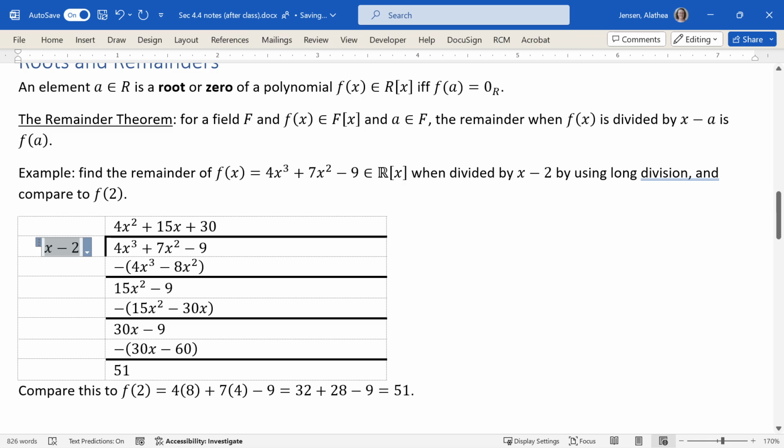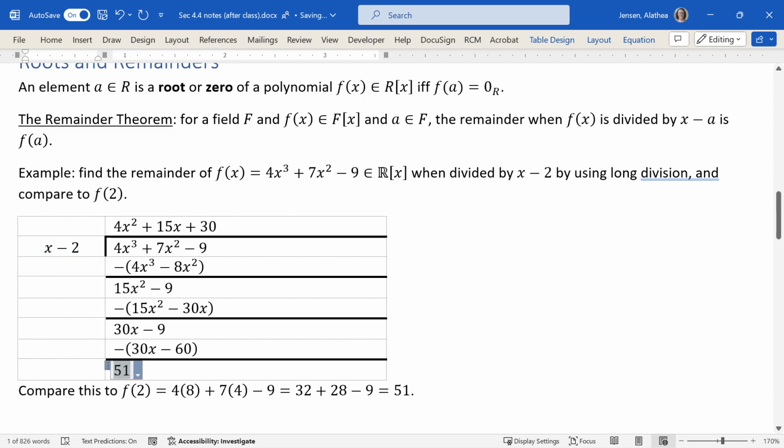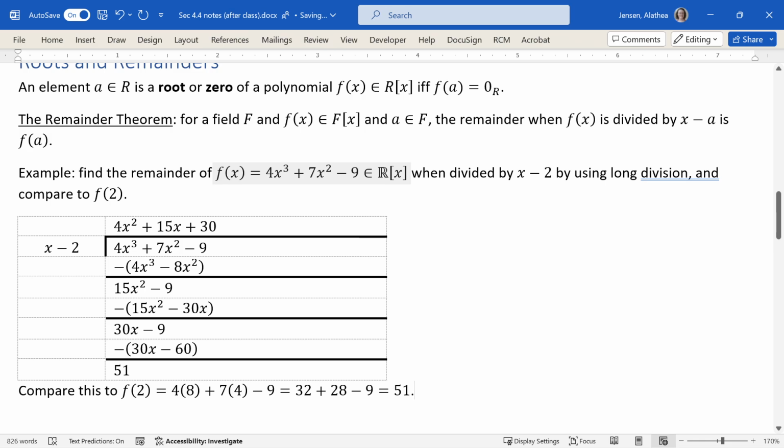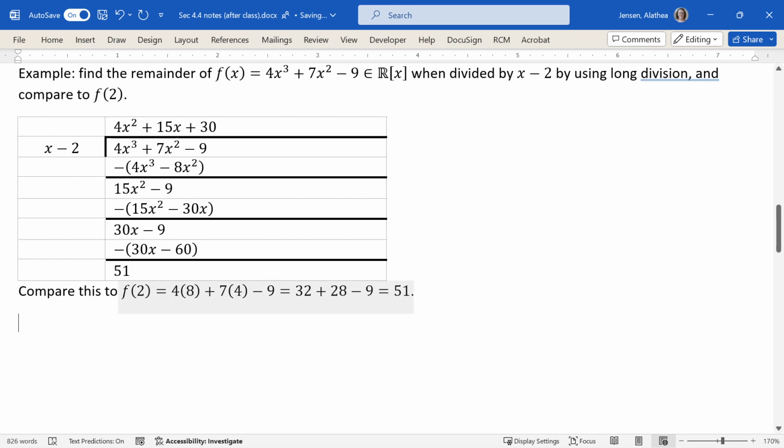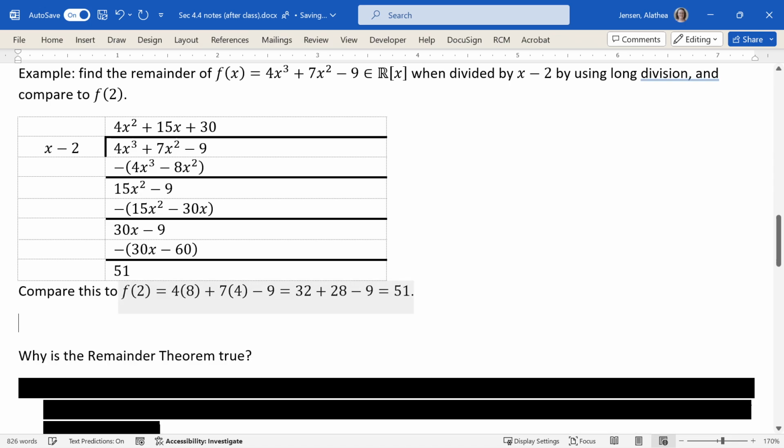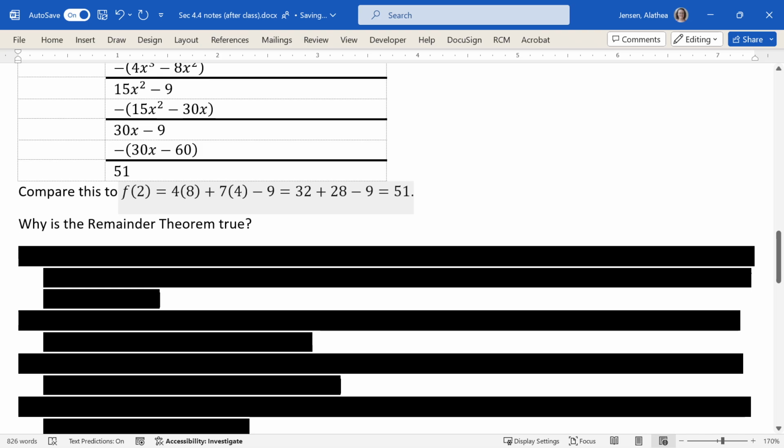So one thing you can see when you do this is when you divide by a linear factor, you always get a remainder that is of a lesser degree. So you are going to get a constant remainder. And then you can confirm, at least in this case, that the constant is the same as the one that you get when you plug in f(2). But let's look a little deeper and see, why is this theorem true?